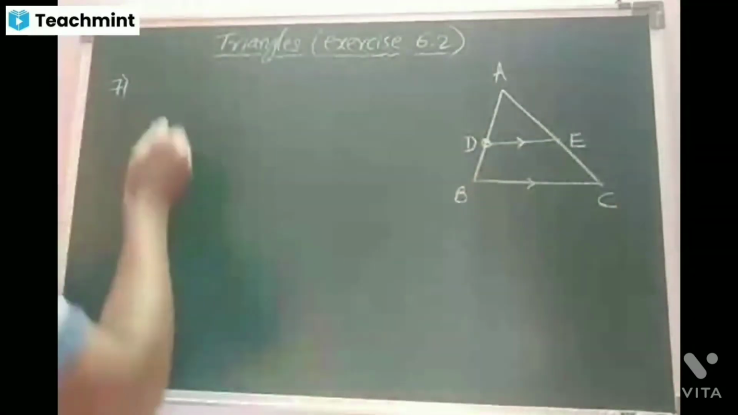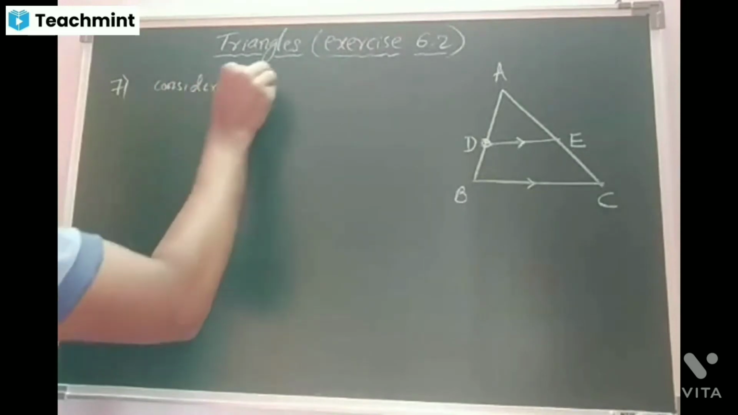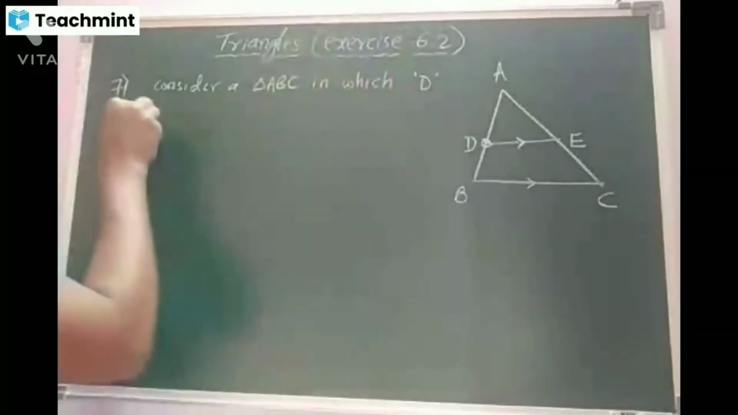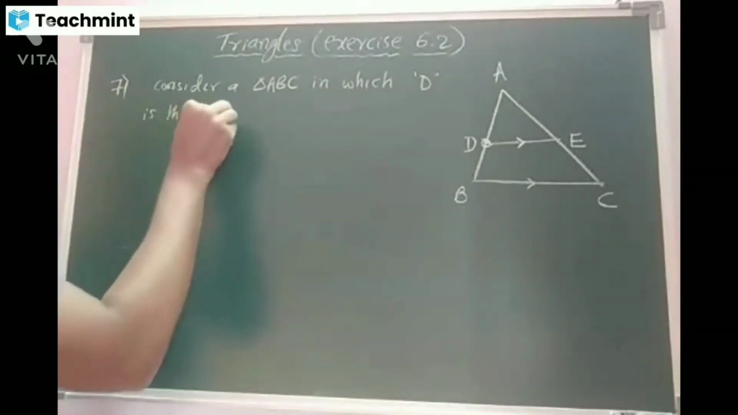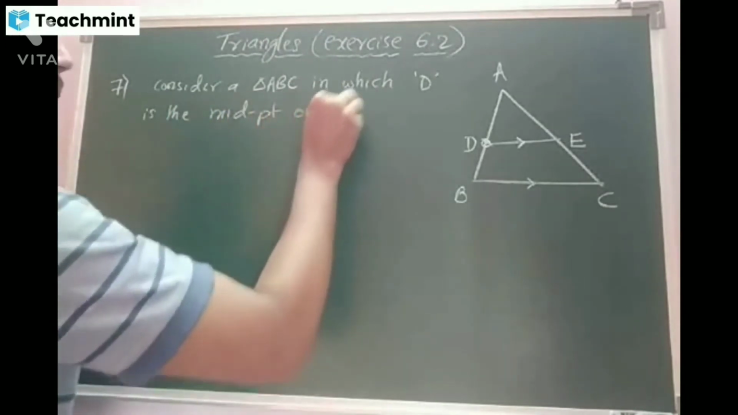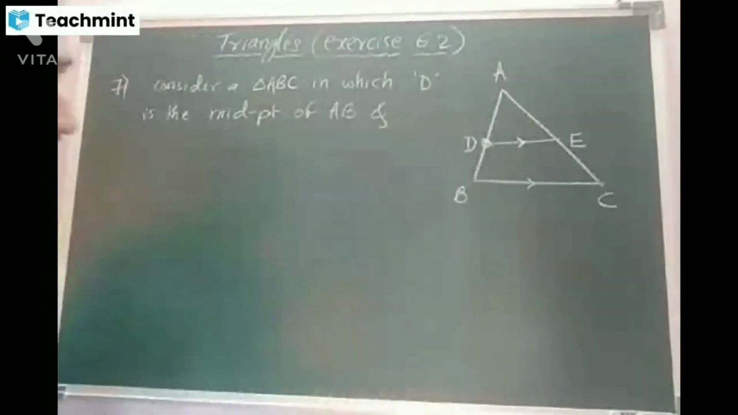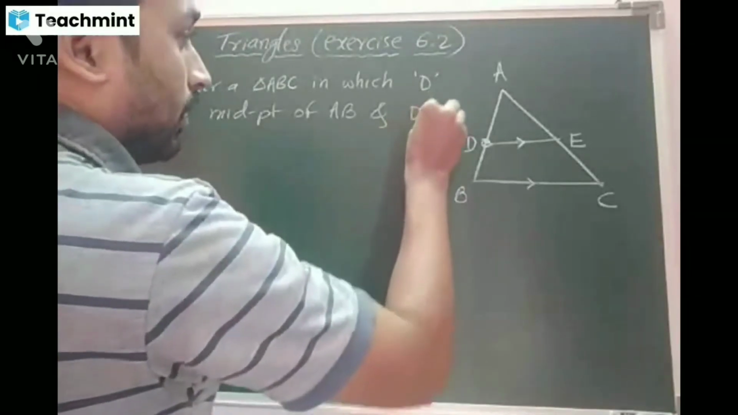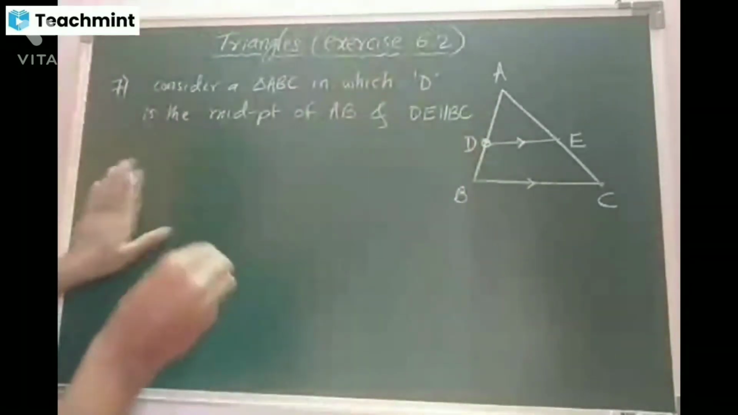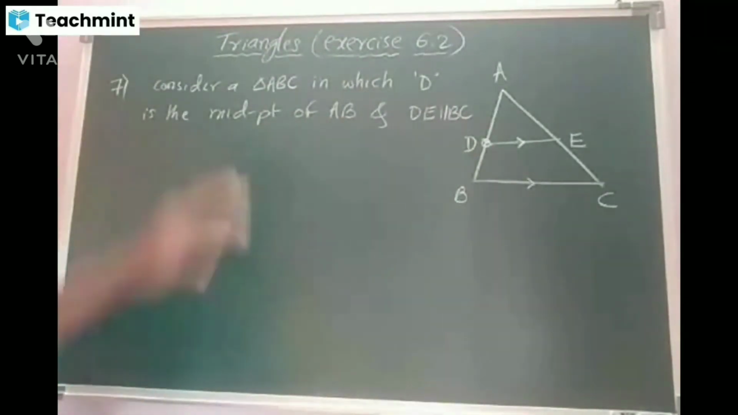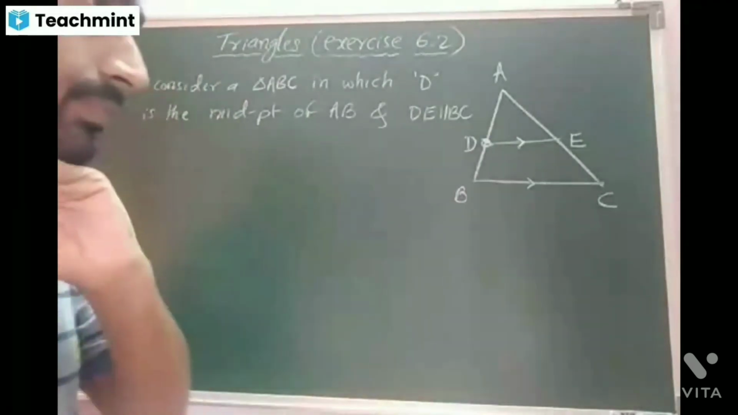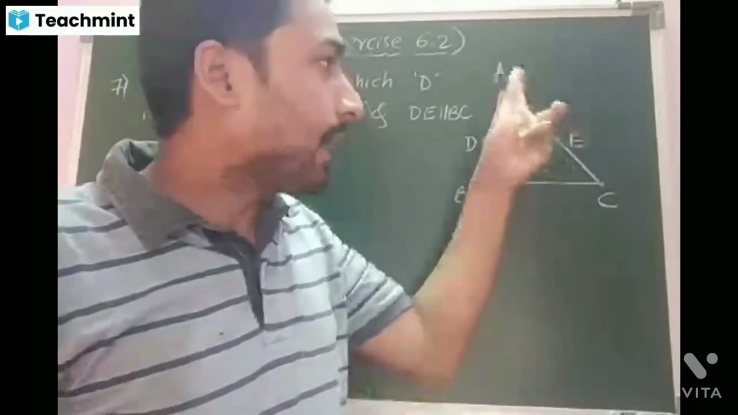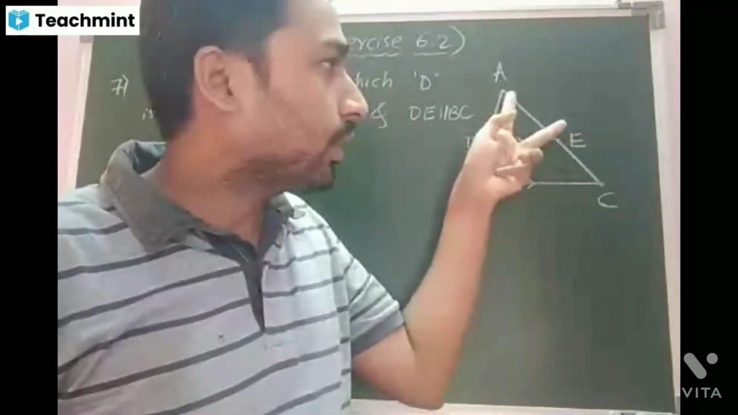So let us write the same thing. Consider a triangle ABC in which D is the midpoint of AB and DE parallel to BC. This is what the given statement is. Am I right, beta? Yes, sir. Attention, how to prove that DE bisects AC? It means I should show AE should be equal to EC.